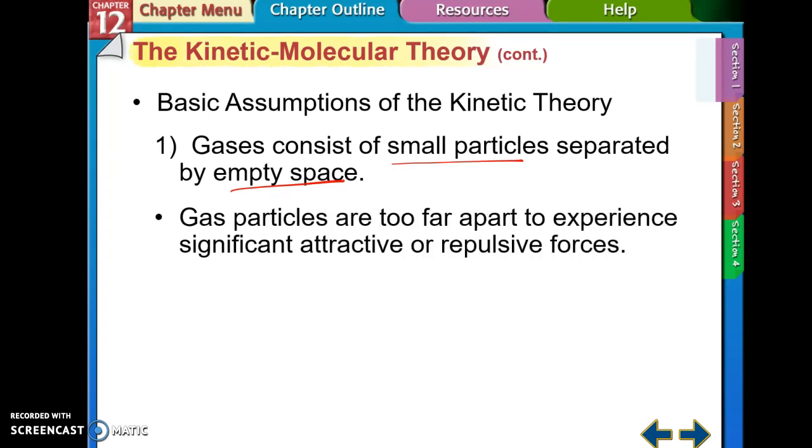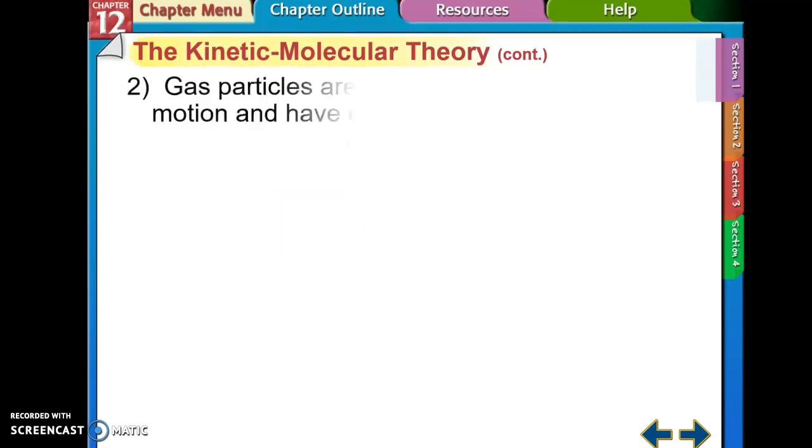Why is there that empty space? Gas particles are so far apart that they're not going to be really attracted to each other or repelled by each other. It's kind of like, if you live in the city, you're not like a gas particle. You live right next to your neighbor. But if you live out in the country and it's 10 miles between your house and your neighbor's house, y'all probably aren't going to bother each other very much because you're so far apart you can't be significantly attracted to each other or repelled by each other.